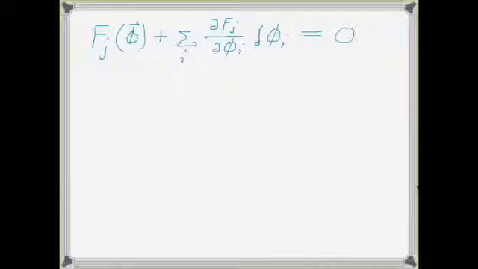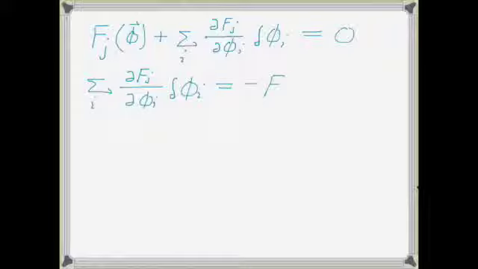And so now you just move the leftmost term over to the right hand side, and you've got sum over I, dFj, d phi I, delta phi I is negative Fj.